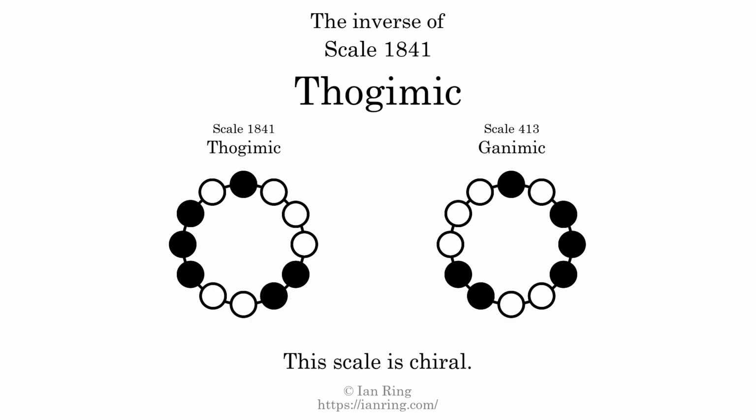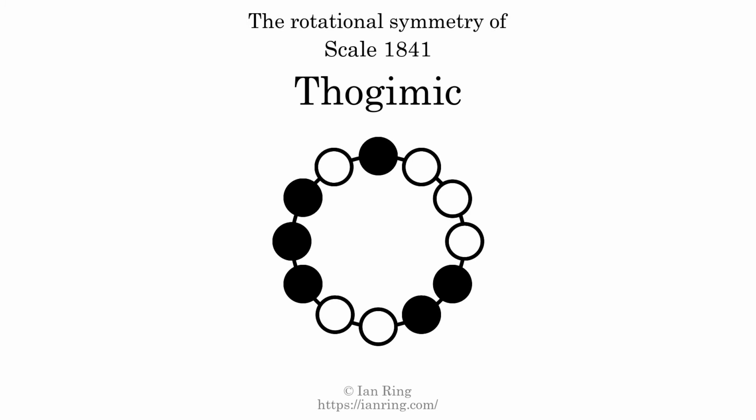The inverse of a scale is a mirror image. It is what you get when the sequence of intervals is reversed. The inverse of this scale is scale 413, also known as Thogimic. This scale is chiral. It cannot transform into its inverse by rotational transformation. This scale has no rotational symmetry.